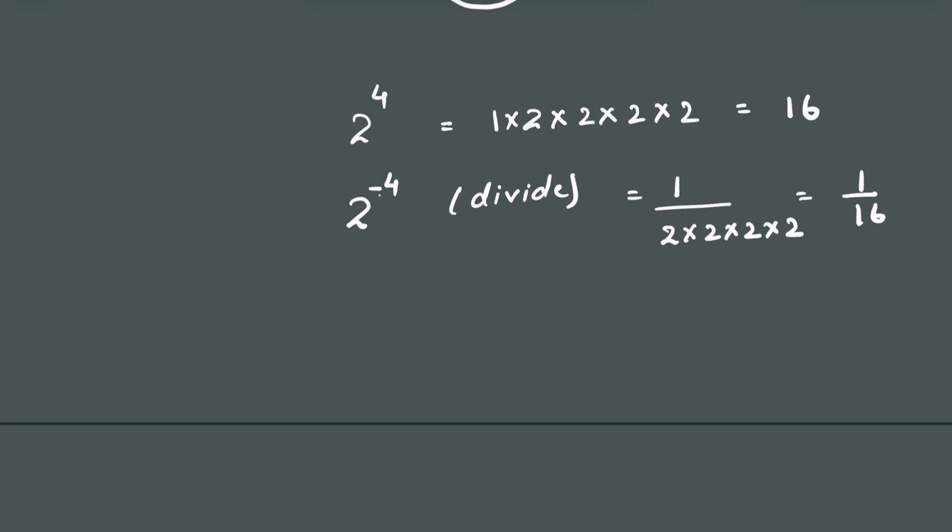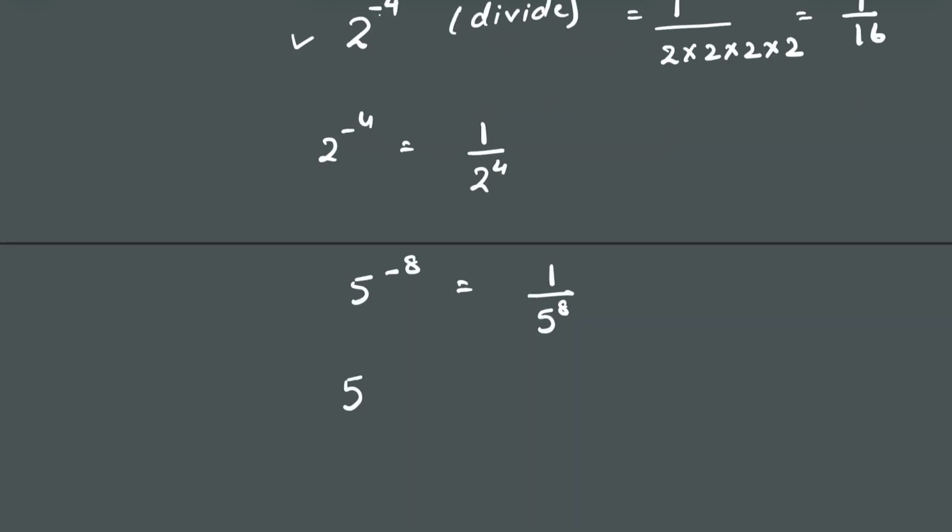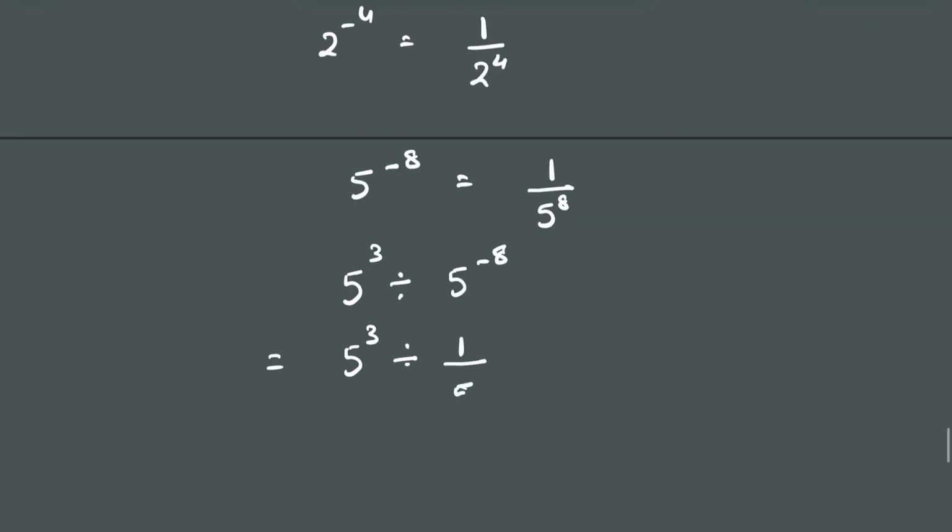So you can see the relation between 2 to the power 4 and 2 to the power minus 4 is the reciprocal of 2 to the power 4. So 2 to the power minus 4 can be written as 1 upon 2 to the power 4. So 5 to the power minus 8 can be written as 1 upon 5 to the power 8. Now we had in the question 5 to the power 3 divided by 5 to the power minus 8. So we can write it as 5 to the power 3 divided by 1 upon 5 to the power 8.